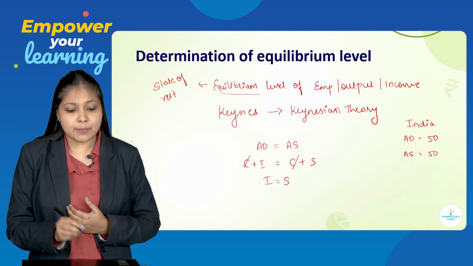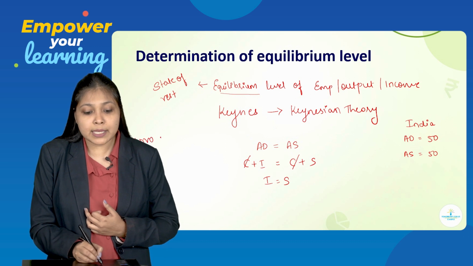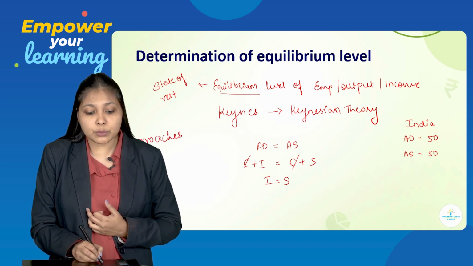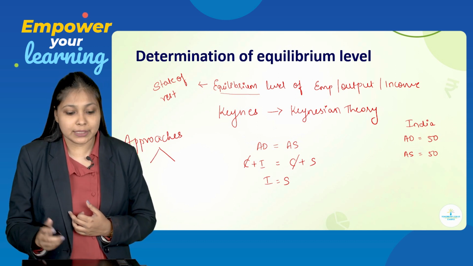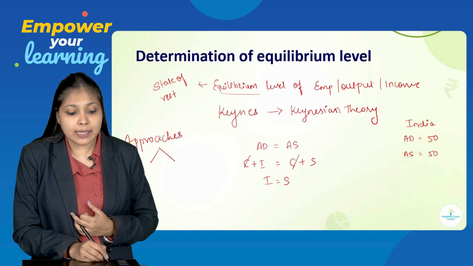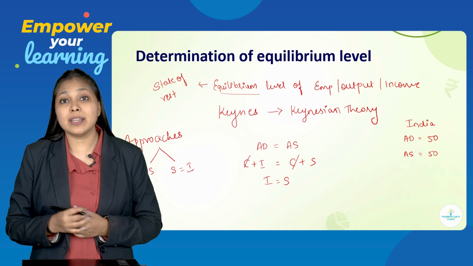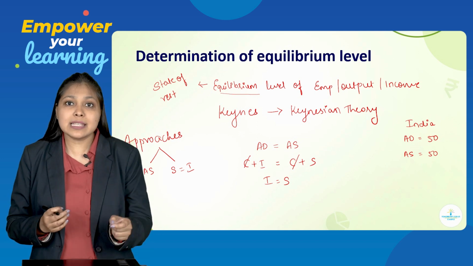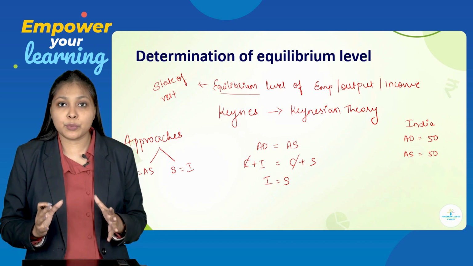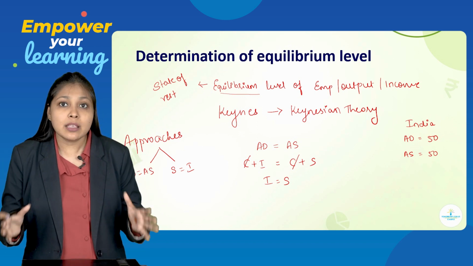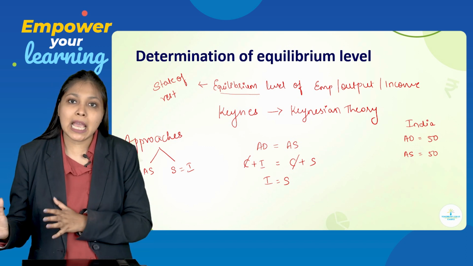So, in a very simple language, we can say that Keynes has given two major approaches in order to determine the equilibrium level of income, output and employment. One approach is the AD-AS approach and another approach is the S and I approach, or S is equal to I, that is savings equal to investment. So very important approaches which have been given by Keynes to determine the equilibrium level of income, employment and output.